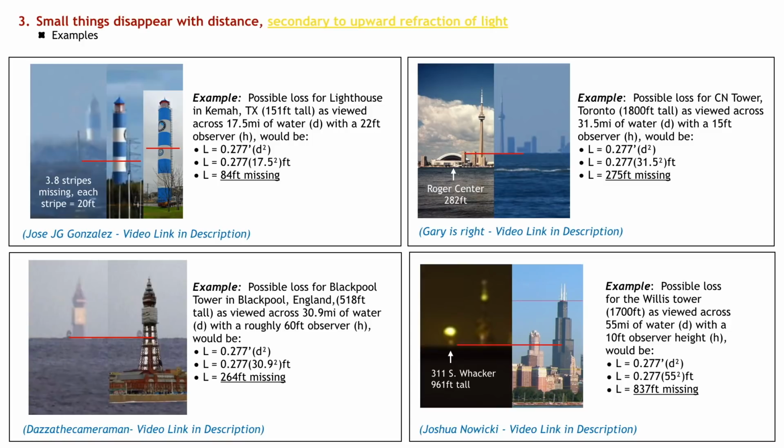And that's from Dazzathecameraman. Another one from Joshua Nowicki, possible loss for the Willis Tower, 1,700 feet as viewed across 55 miles of water with a 10-foot observer height in this case. We're going to get a loss of 837 feet, which is roughly where that red line corresponds to along the photograph, knowing that the 311 South Wacker skyrise is 961 feet tall.